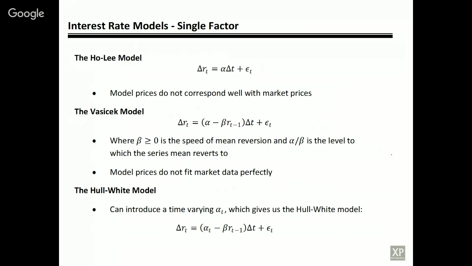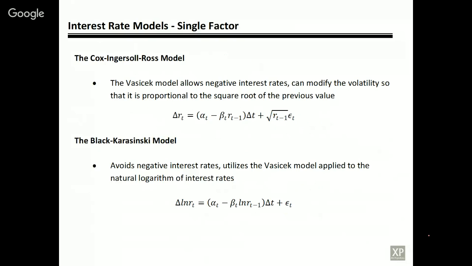Next, we have the Hull-White model, which is basically the Vasicek model, but it introduces a time-varying component for alpha. So it's alpha t, which varies by time. And then again, it has mean reversion right here. Next, we have the CIR model.